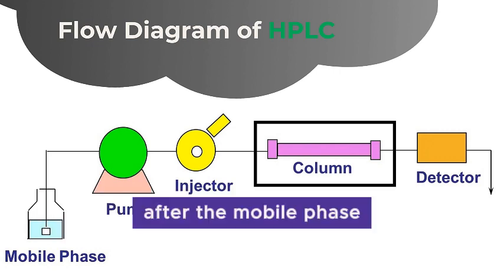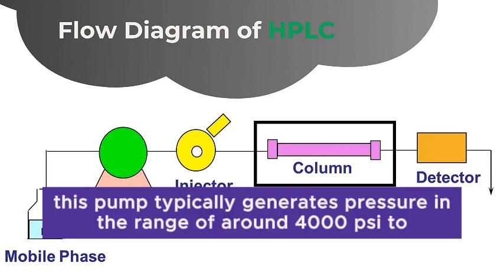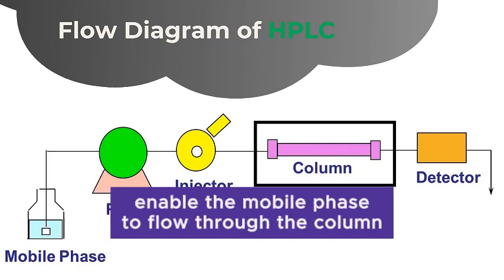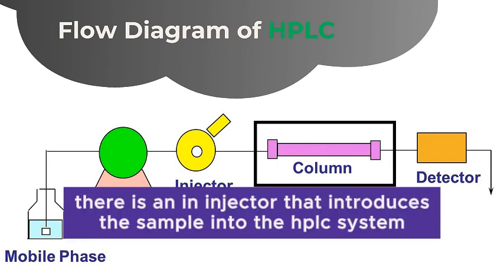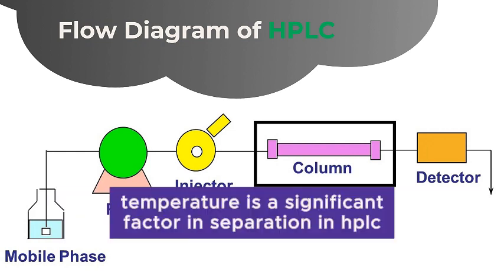After the mobile phase, the main component of the device is the high-pressure pump. This pump typically generates pressure in the range of around 4,000 psi to enable the mobile phase to flow through the column. Following the pump, there is an injector that introduces the sample into the HPLC system. After the injector, there is also a column oven that controls the temperature of the column. As you know, temperature is a significant factor in separation.